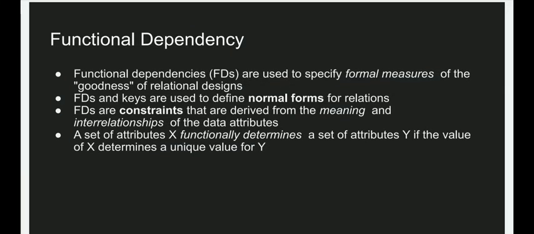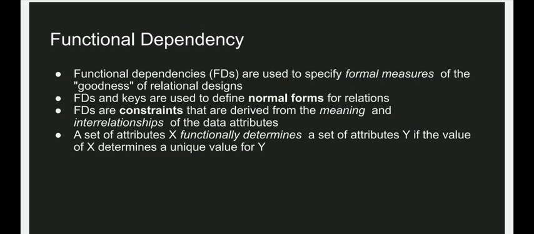We are going to discuss functional dependency and normalization. Functional dependency is used to specify the goodness of a relation. Functional dependencies and keys are used to define normal forms for a relation. They are constraints which are derived from the attributes.